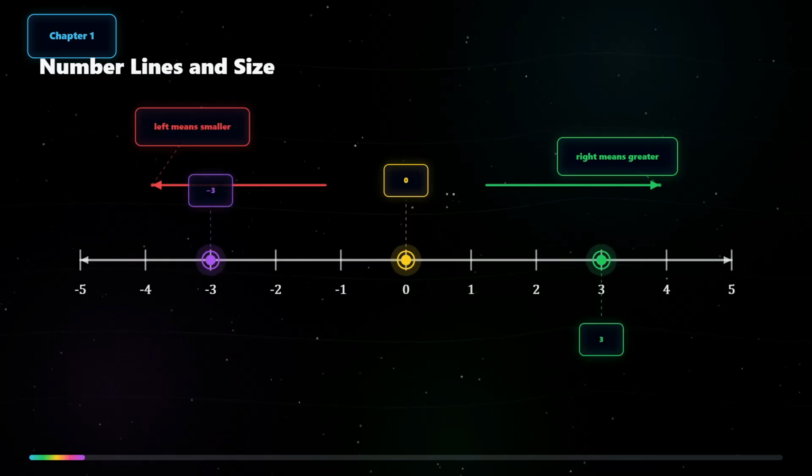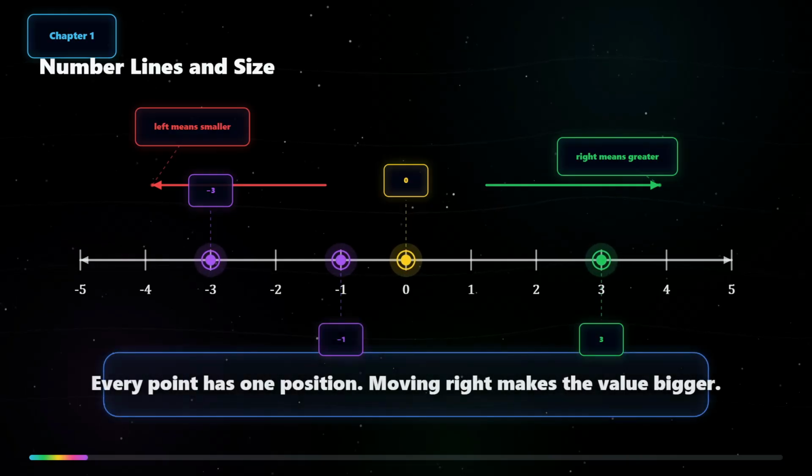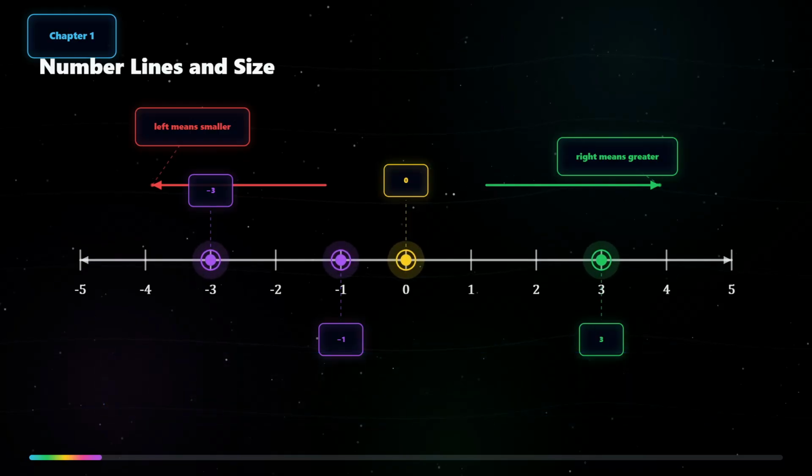This is where negative numbers can catch people out. Negative 3 is smaller than negative 1, because negative 3 is further left. I know the digit 3 looks bigger than the digit 1, but the negative sign changes the position. If you think about temperature, negative 3 degrees is colder than negative 1 degree, so negative 3 is smaller.